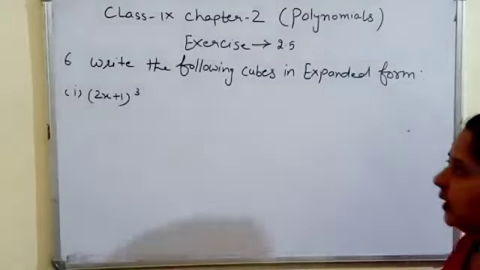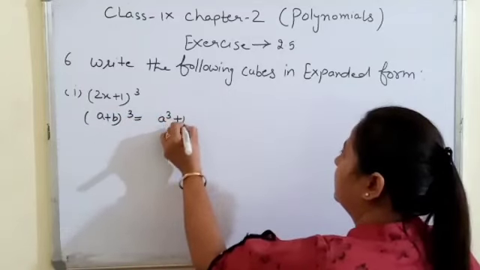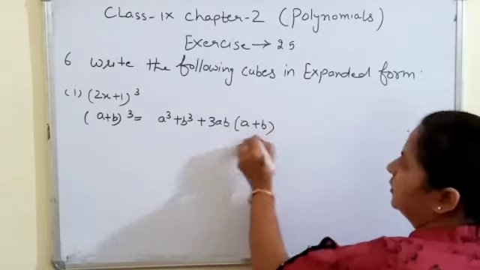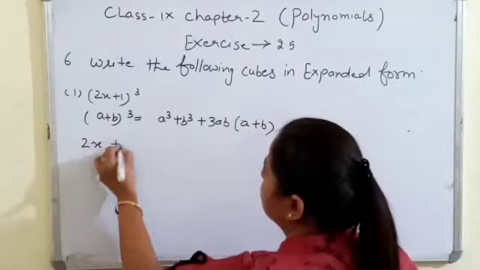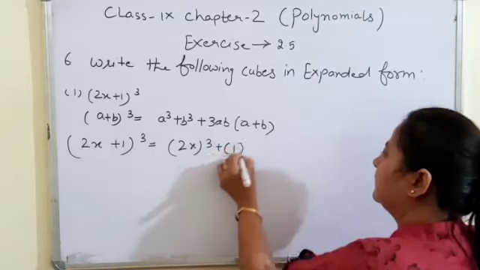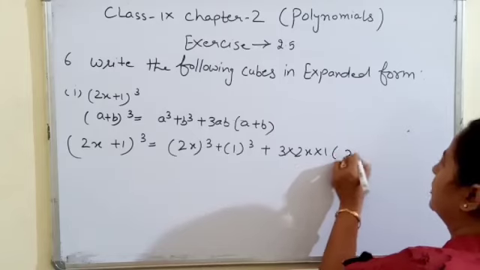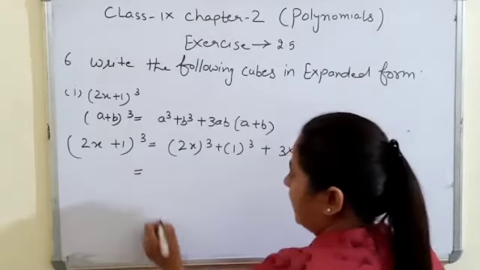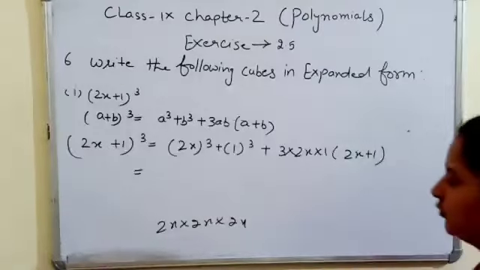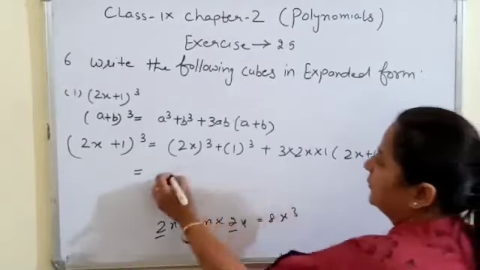It means we will apply the identity of a plus b whole cube, that is a cube plus b cube plus 3ab into a plus b. So what is a here? That is 2x, b is 1. So let's apply a cube plus b cube plus 3ab into a plus b. 2x cube, it means we have to multiply 2x up to 3 times. So what is the result for this? 2 into 2 4, 4 into 2 8, x power 3.